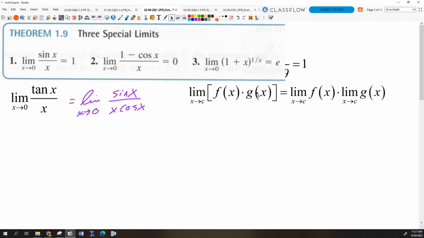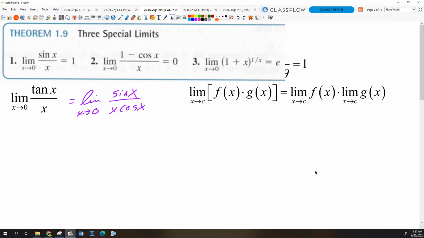Okay, we've got that property of limits. What's that tell us? The limit of a product is equal to the product of the separate limits. Does anybody see how I could break up that limit into a product of two limits that would be useful? The x and the, what about the x and the cosine x? Okay, I could do that.